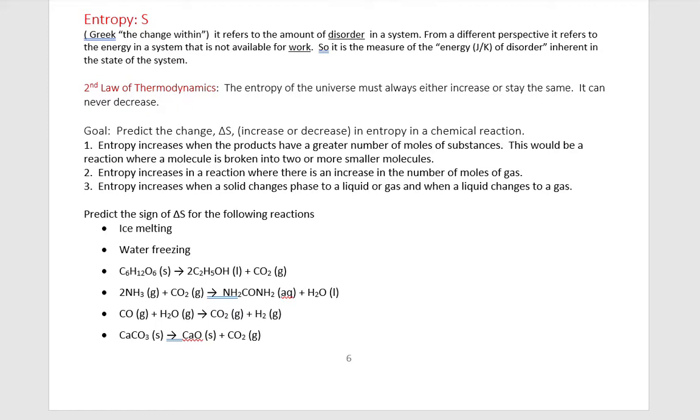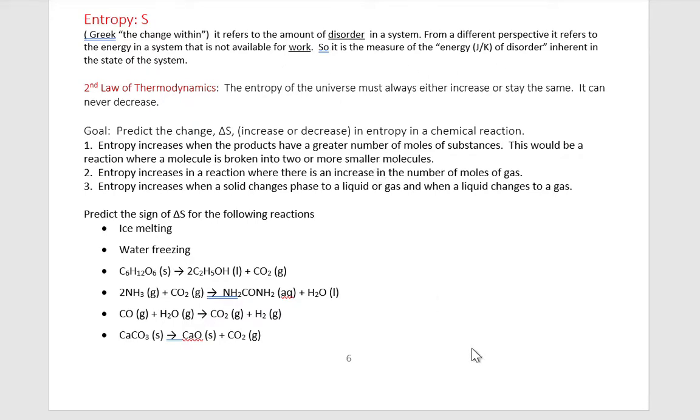Entropy is a Greek word that means the change within, and one way you can talk about it is the amount of disorder in the system. From a different perspective, and the one that's a little more helpful when we talk about thermodynamics, it's a measure of the energy that is not available for work. So even though it's wrapped up in the system, you have to subtract this entropy energy out because you can never use it to actually do anything productive. So it can be described as the measure of energy of disorder inherent in the system.